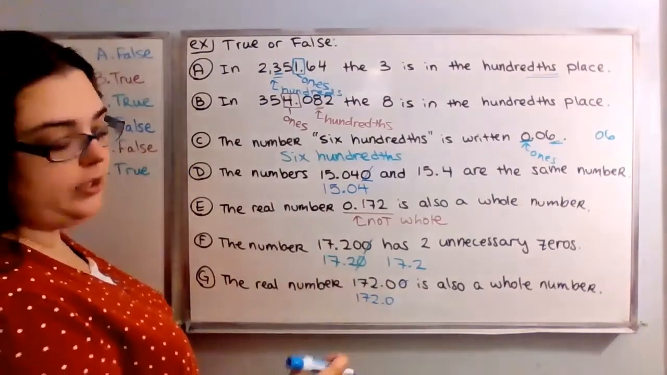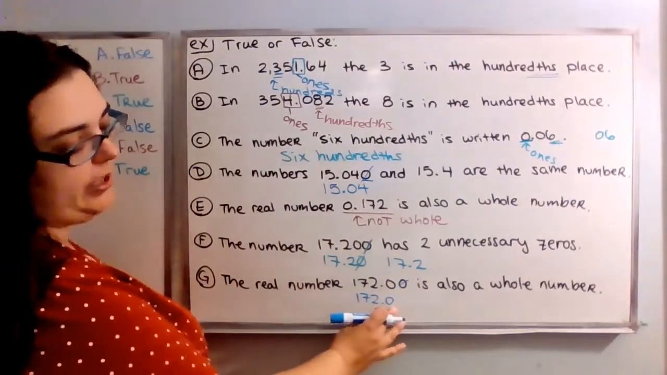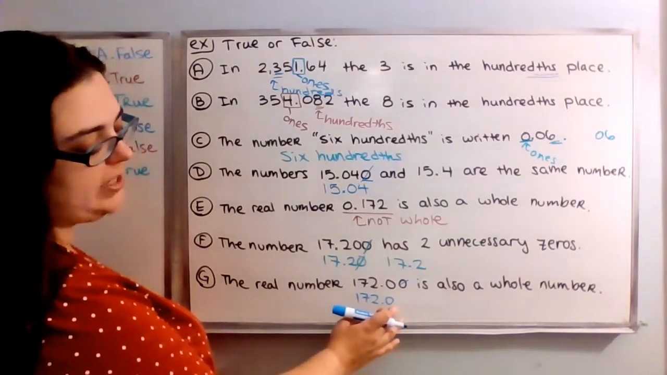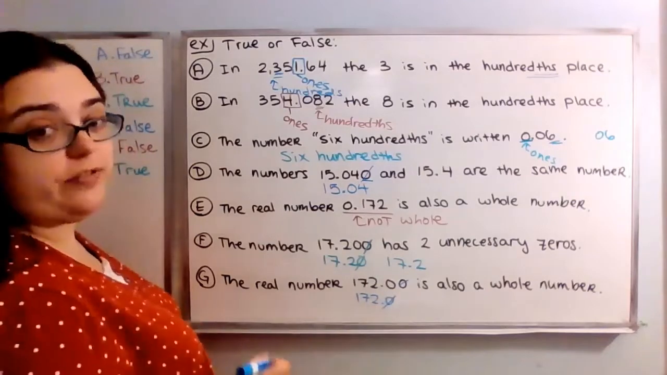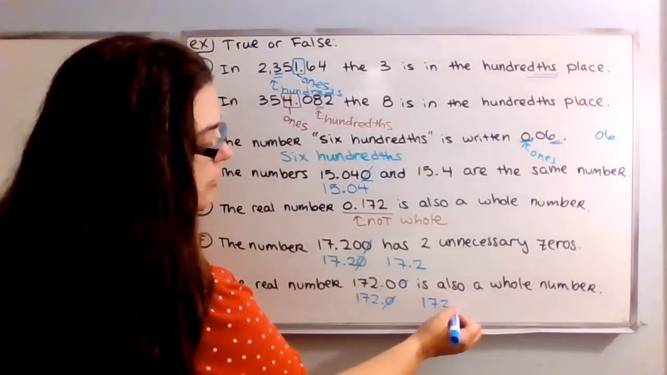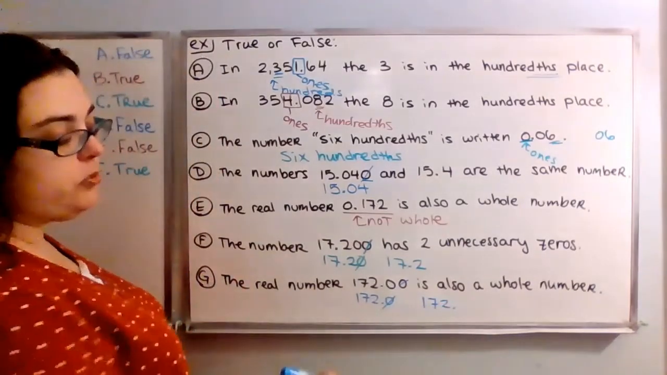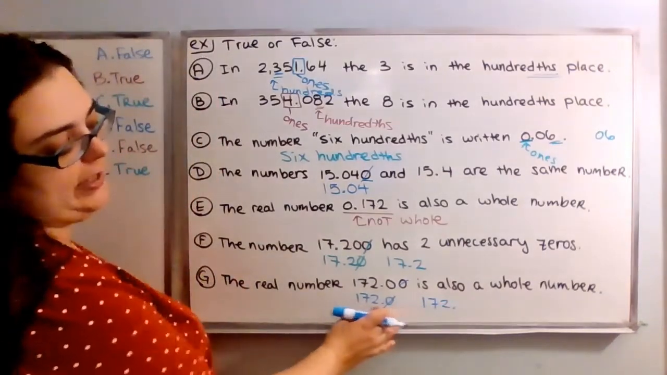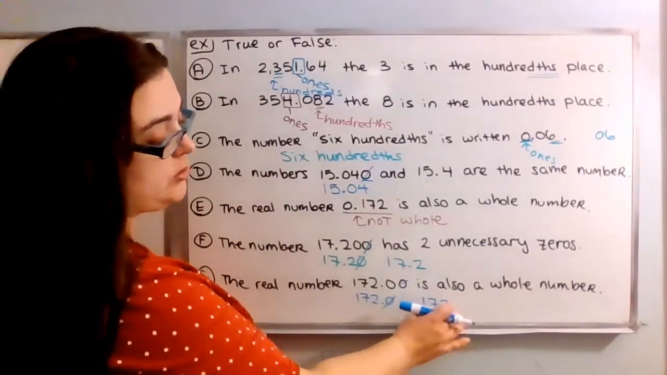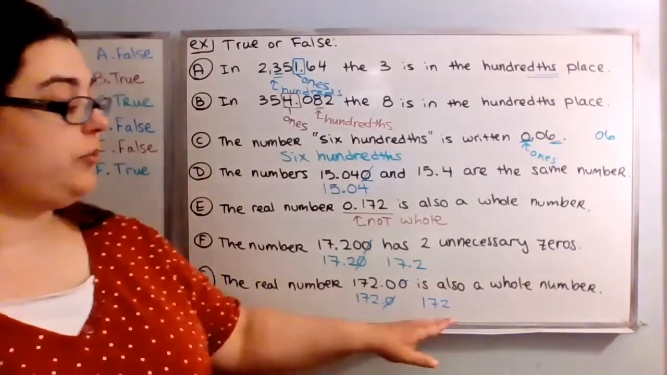And now we repeat this with the zero all the way to the right. It's not necessary because it's to the right of a decimal point, and it's the last digit. So we can get rid of that, and we can rewrite this number as 172. Now remember, once we get rid of everything on the right-hand side of the decimal point, we no longer have to write the decimal point. So we could just write it as 172.